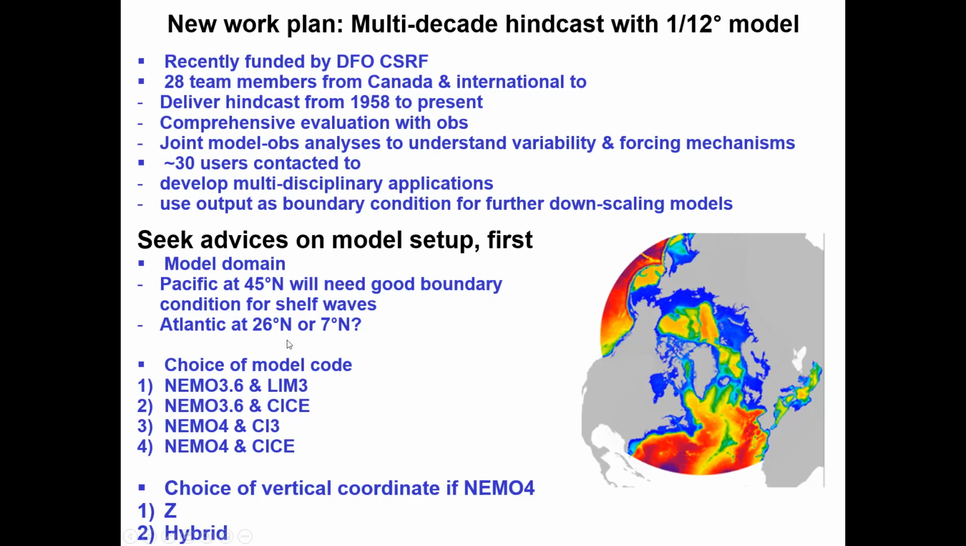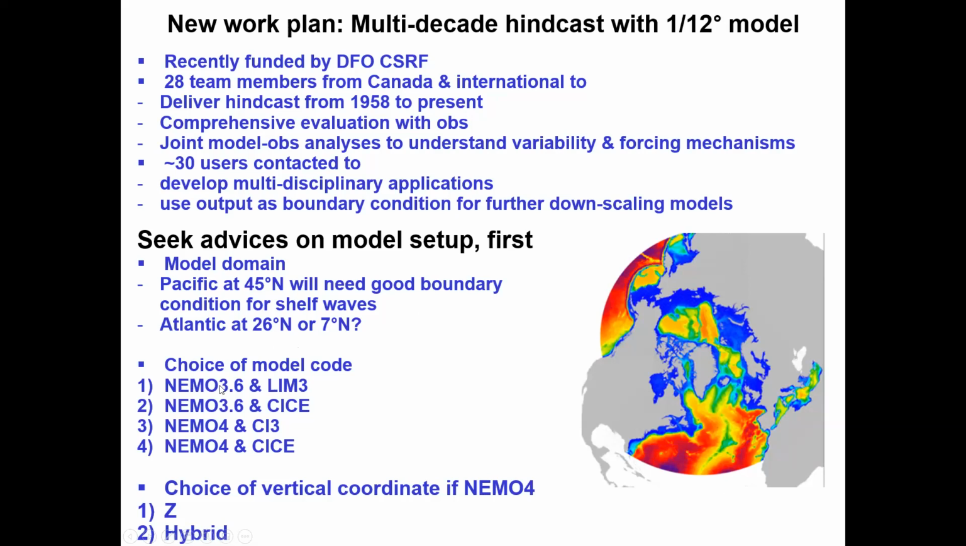Okay, this is my last slide. So, model domain. The Pacific is here. For a better condition for shelf waves, if we keep it here, then from the tropics there are shelf waves, and we need to have a good boundary condition. In the Atlantic, the current version, the RIOPS version, has 26 degrees north in the Florida Strait, and whether we need to move further south to 7 degrees north.